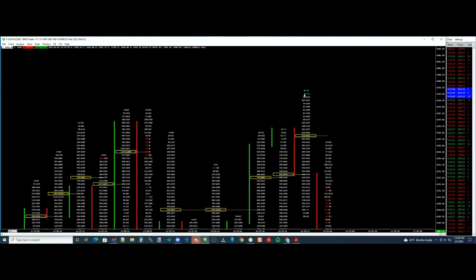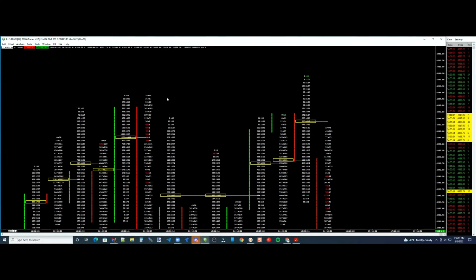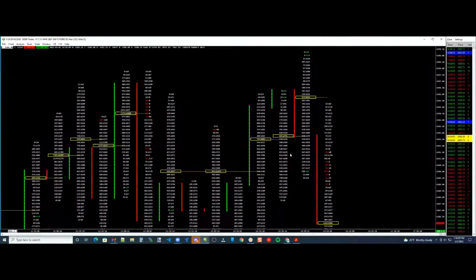So this tells me that there was no business left to be done up here. Now that is a very simplistic explanation, I'll grant you that. But that's how I view it. So that is a completed auction. That is an incomplete auction. This auction has now been completed by virtue of this bar right here. Now the business is complete and the market is sold off.